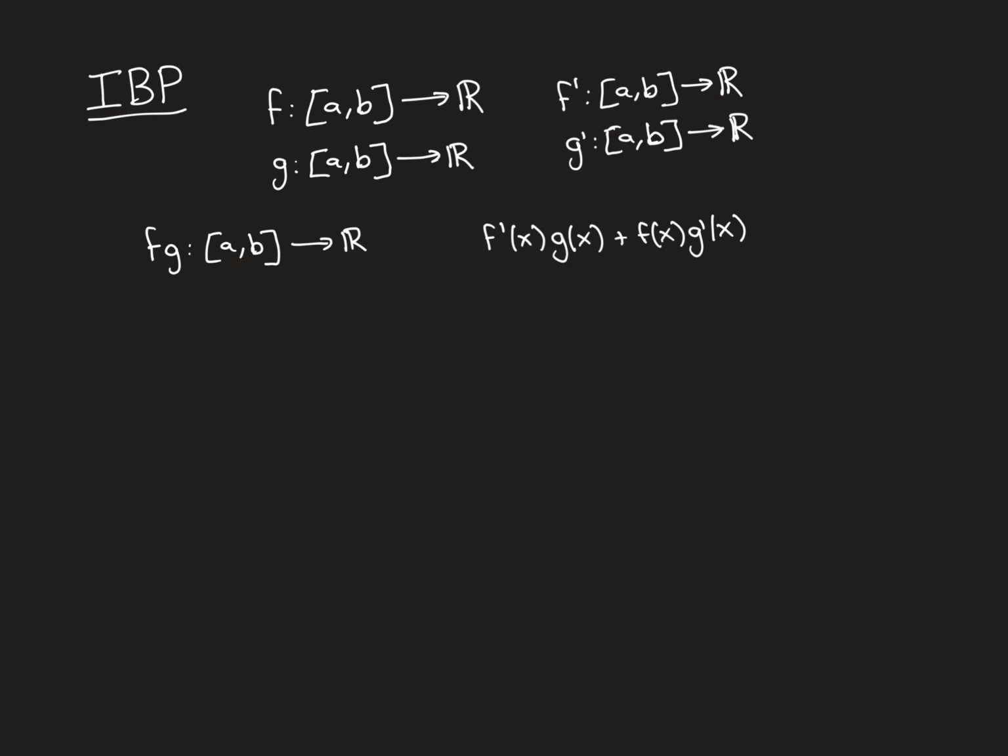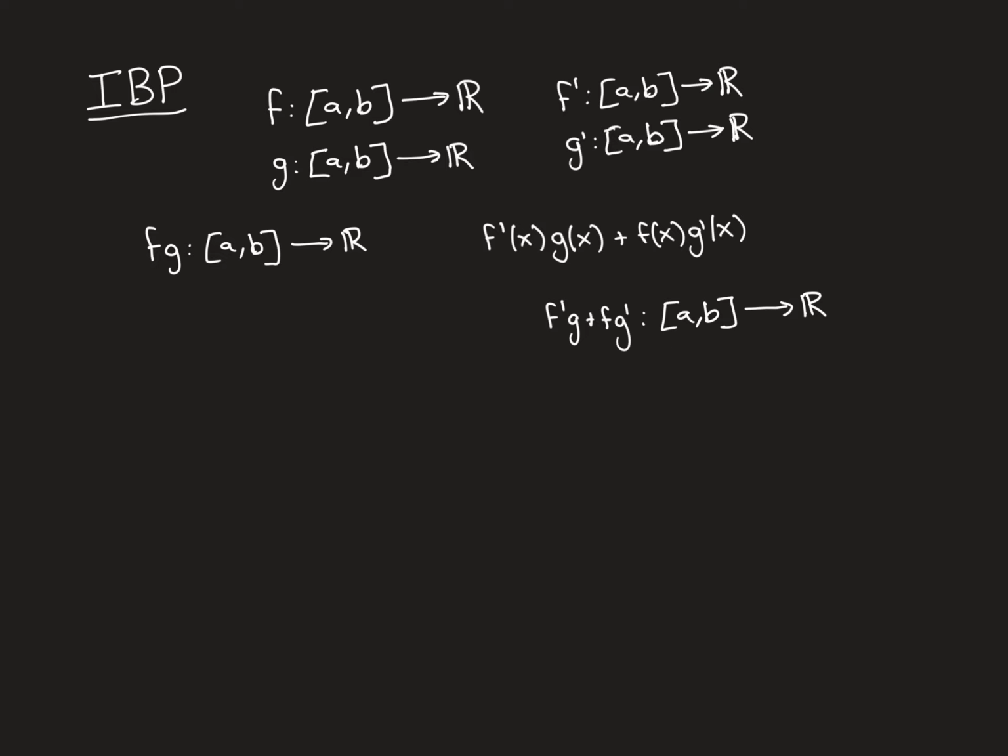be given by the product rule. So x is some point in this interval. The derivative of this function at that point will be f prime evaluated at x times g of x plus f evaluated at x times g prime evaluated at x. Now this function, the derivative of the product function, is going to be defined over the interval ab and it's going to be a real valued function. This function is going to be Riemann integrable over that interval.